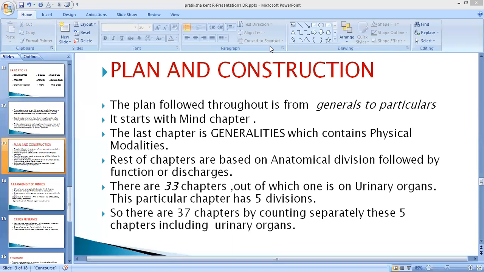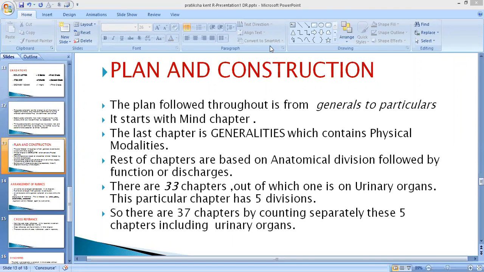There are about 37 sections or chapters which are arranged according to the anatomical division of the body. Actually, there are 33 sections, but one chapter, that is urinary organ, has 5 subsections: urinary organs, bladder, kidney, prostate gland, urethra, and urine. In this way, there are 5 subsections. So the total number of sections or chapters in this repertory is 37.